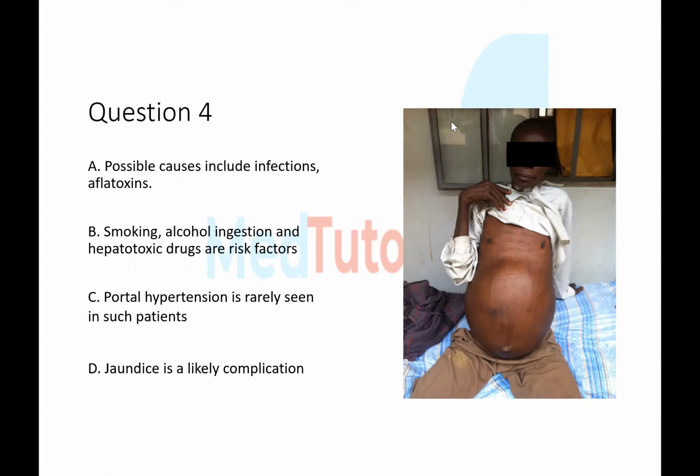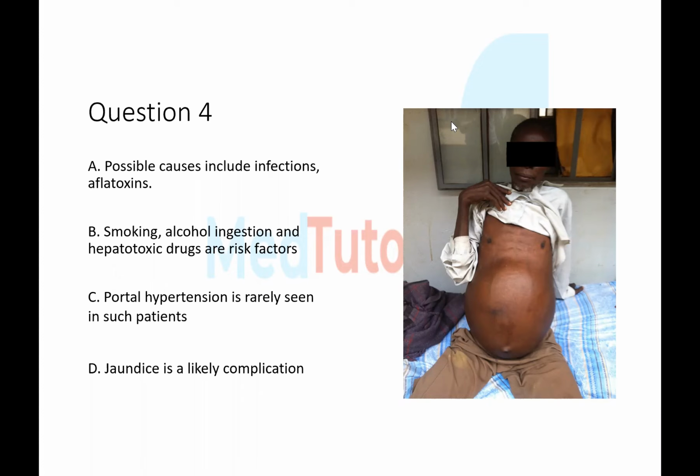Now, option A, possible causes include infection and aflatoxin. Yes. So the infection we are talking about here in this environment, commonest is hepatitis B. Okay. Aflatoxin, yes, from improperly stored grains like groundnuts, and that's why in the GIT clinic, we will tell most of the patients to reduce their groundnut intake, to avoid groundnuts that are not properly cared for.